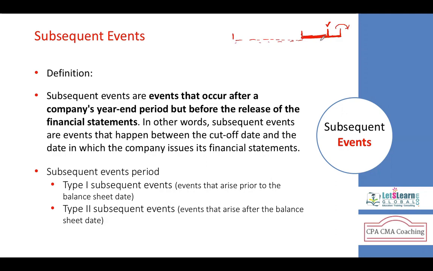For this reason, the events are broadly classified into type 1 events and type 2 events. Type 1 and type 2 subsequent events. Type 1, the events that arise prior to the balance sheet date. So it is the time period between January 1st and 31st December when these events take place. Type 2 subsequent events are those which arise after the balance sheet date, after 31st December.